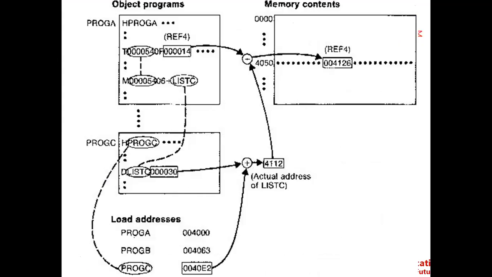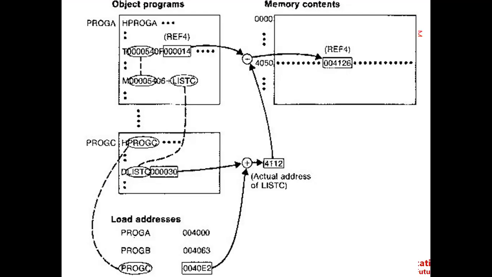So this diagram, which shows whatever we have done, the linking process with the diagrammatic representation, we can understand. So we have program A and program C. The object code, the object program for program A and program C is being given. In the object code, only the header, text and modification records, which are very much required, only those few records are given. So program A consists of text record and modification record. Program C consists of the define record and the header record.